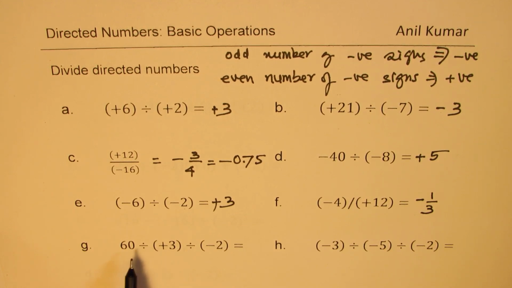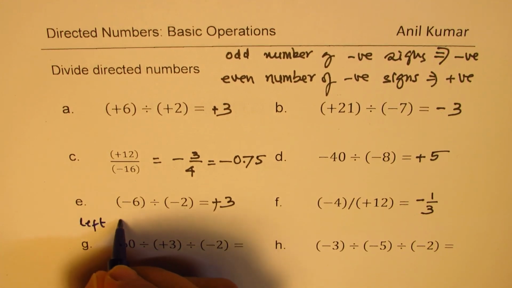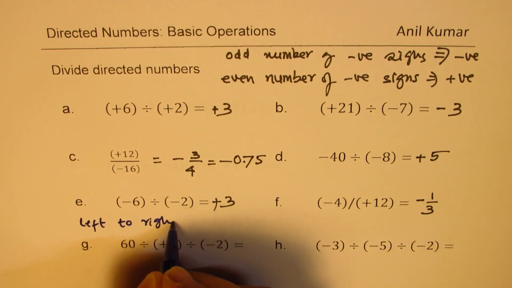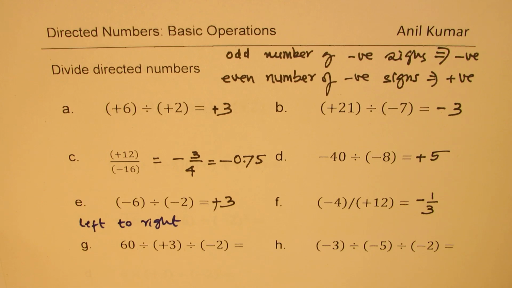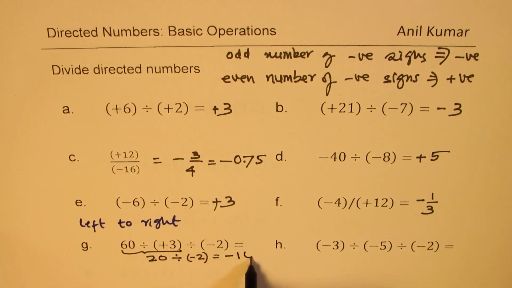And in this case, when you have a lot of divisions, we have to move from left to right. So that is the order of operation, right? We'll take up a video part on this also. Odd number of negatives, so the answer has to be negative. So first let's do these two. So 60 divided by 3, when you do these two, you get 20, right? And then you have to divide 20 by minus 2. Now that gives you minus 10. Is that clear to you?